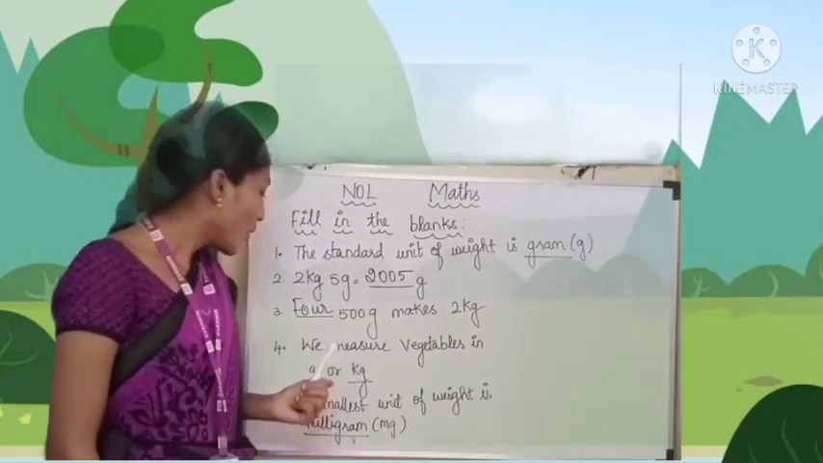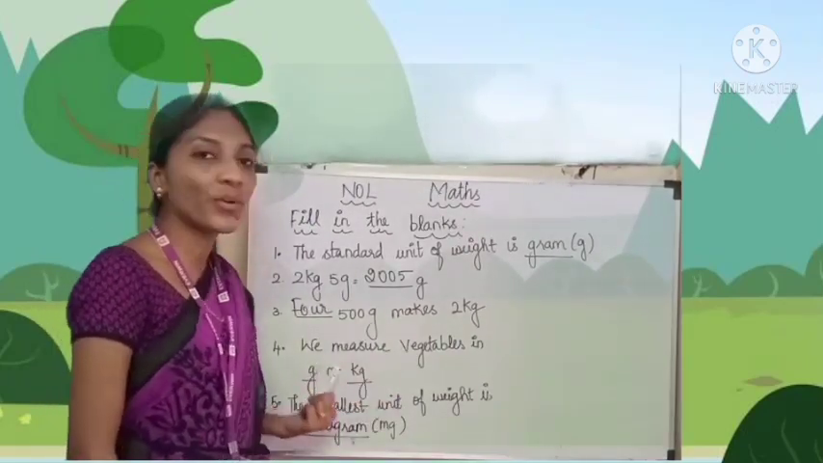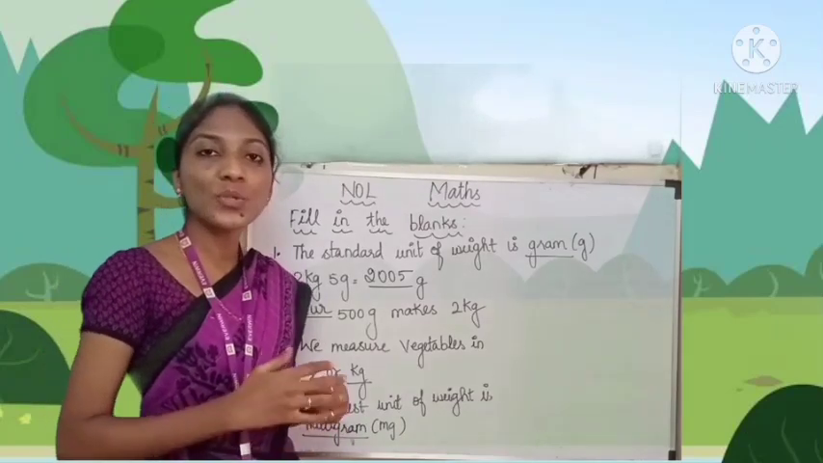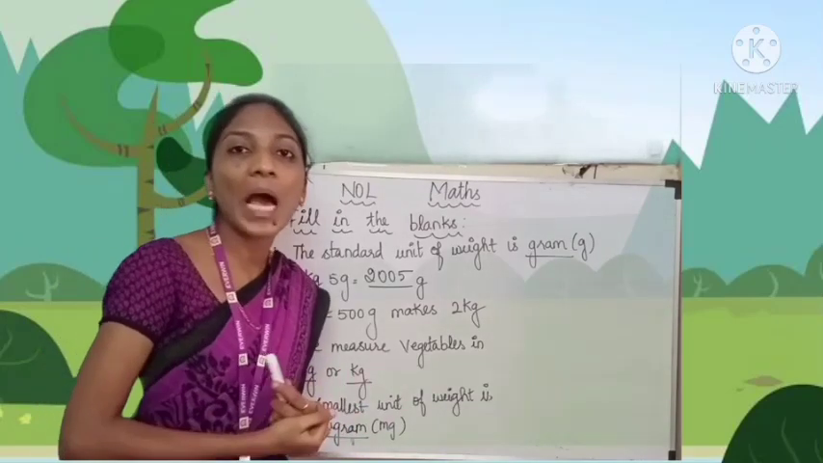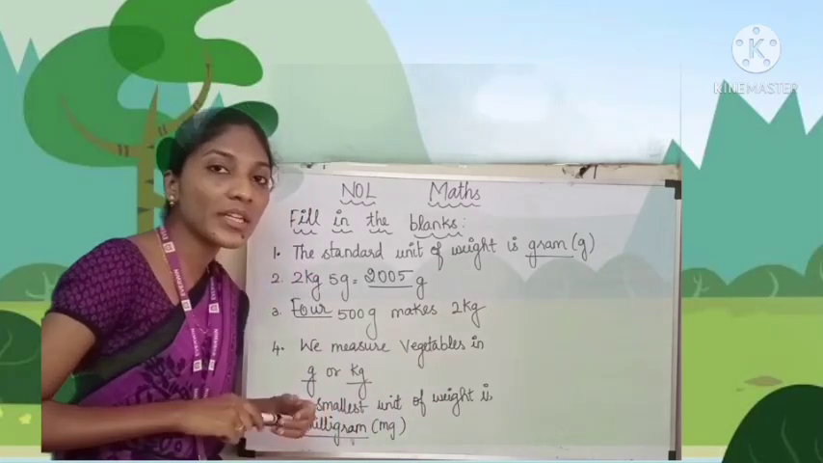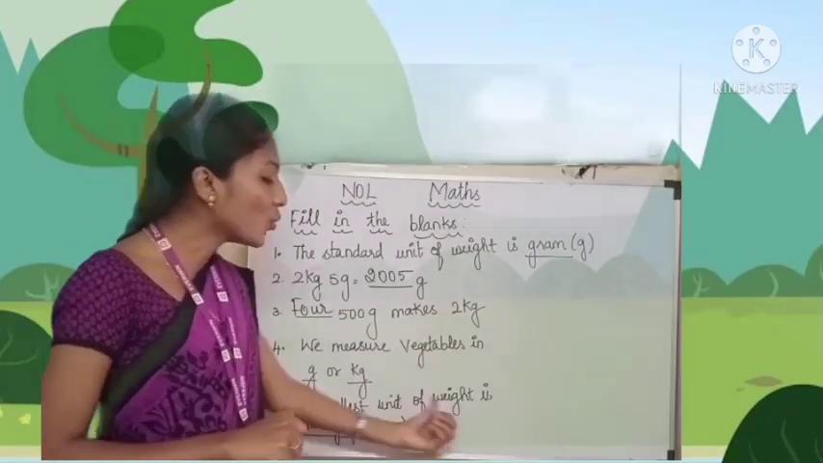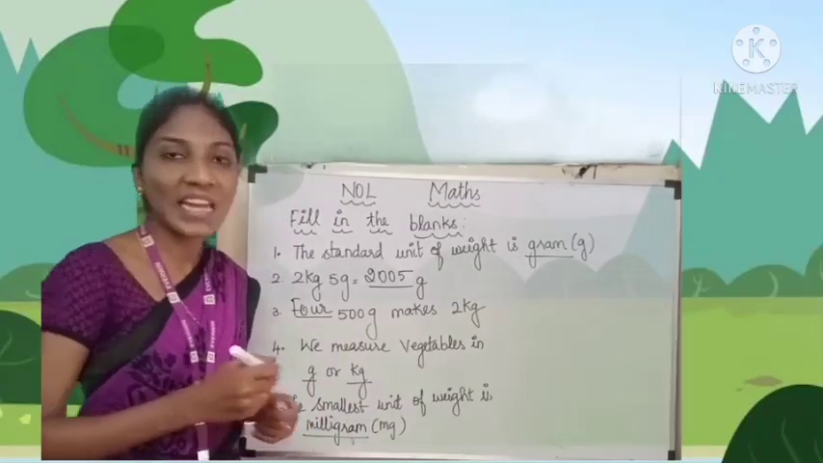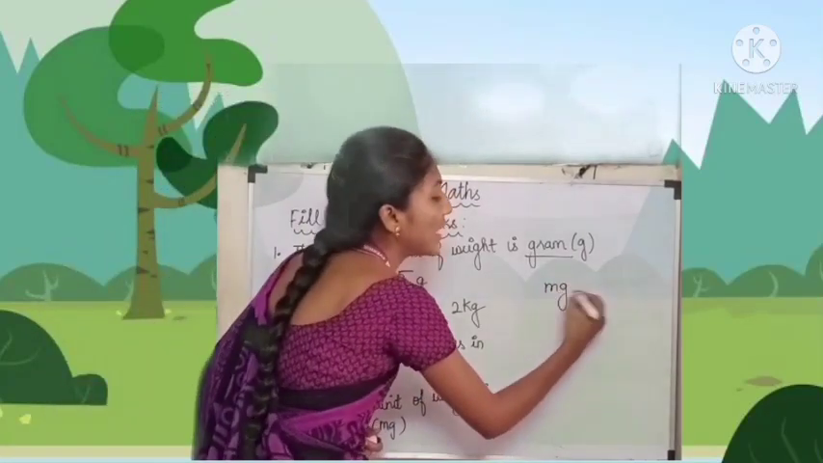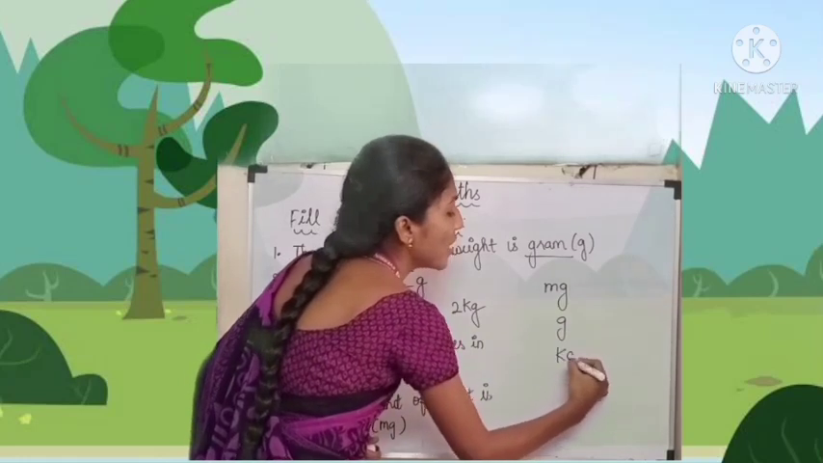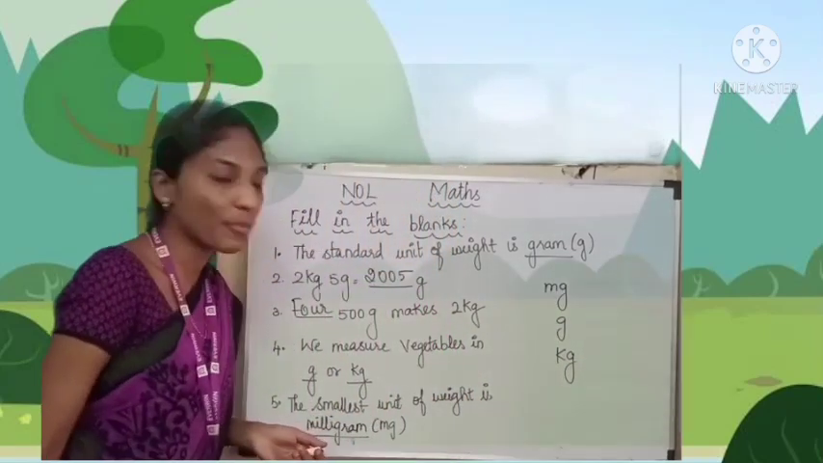The fourth one: we measure vegetables in gram or kilogram. We used to buy vegetables in gram or kilogram. So the unit is what, children? Gram or kilogram. The smallest unit of weight is milligram. Yes, mg refers to milligram. Milligram, gram, kilogram. These are the units of weight.